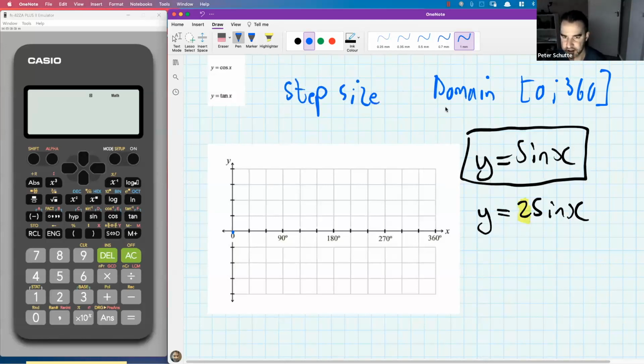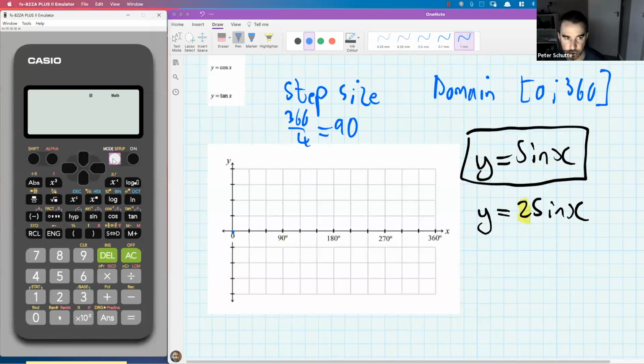And the step size for the sine graph is going to be 360 divided by 4, or the period divided by 4, which is 90. Okay, now, how does my calculator help me do this? If I click mode and I click table, I put in the function that I want to draw, which is 2 sine x.